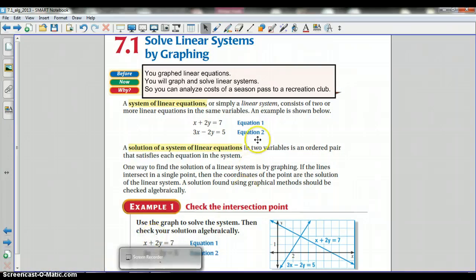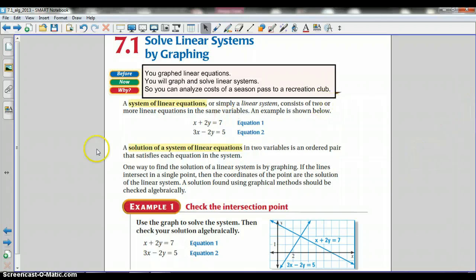So a system of linear equations is simply 2 or more linear equations in the same variables. An example is shown below. Notice how we have 2 equations and they both have x and y in them. The solution of a system of linear equations is an ordered pair that satisfies each equation in the system. So your solution will look like an xy pair.